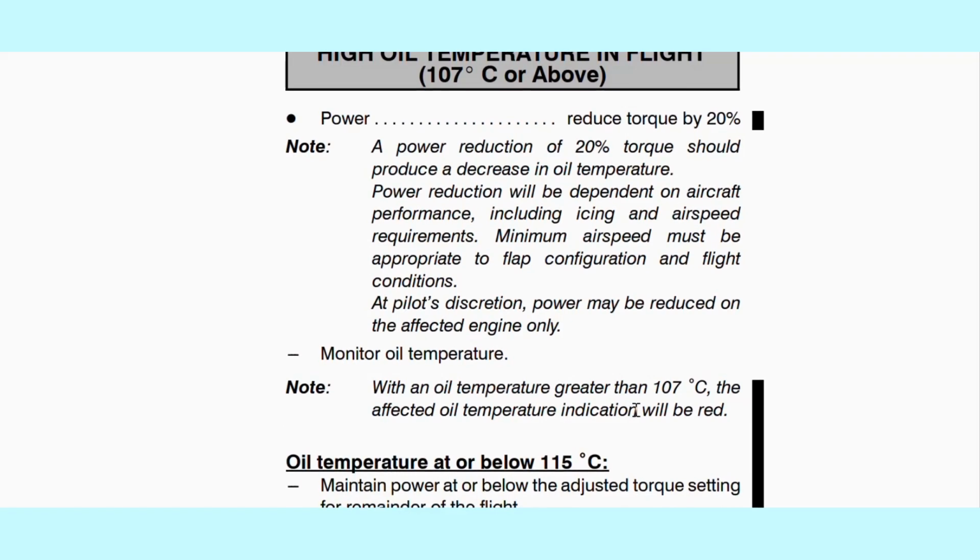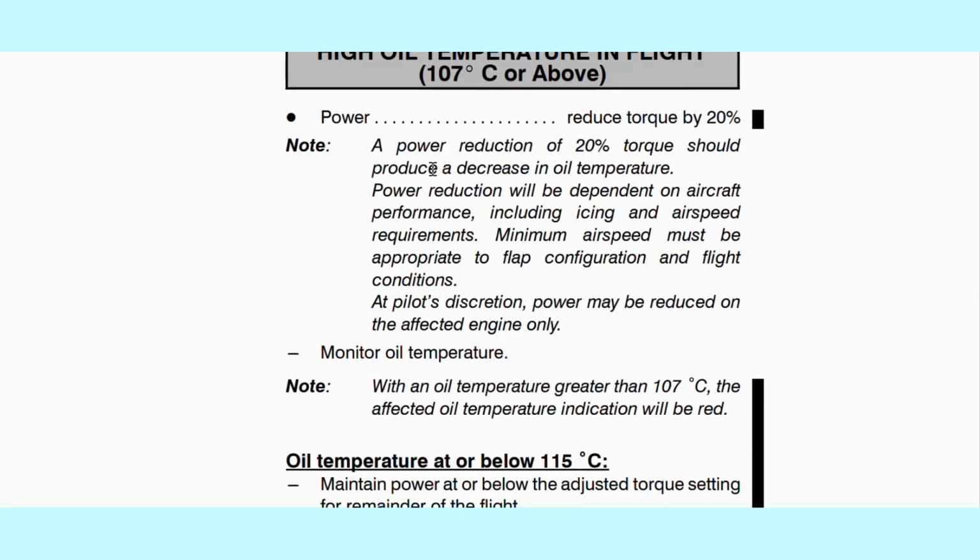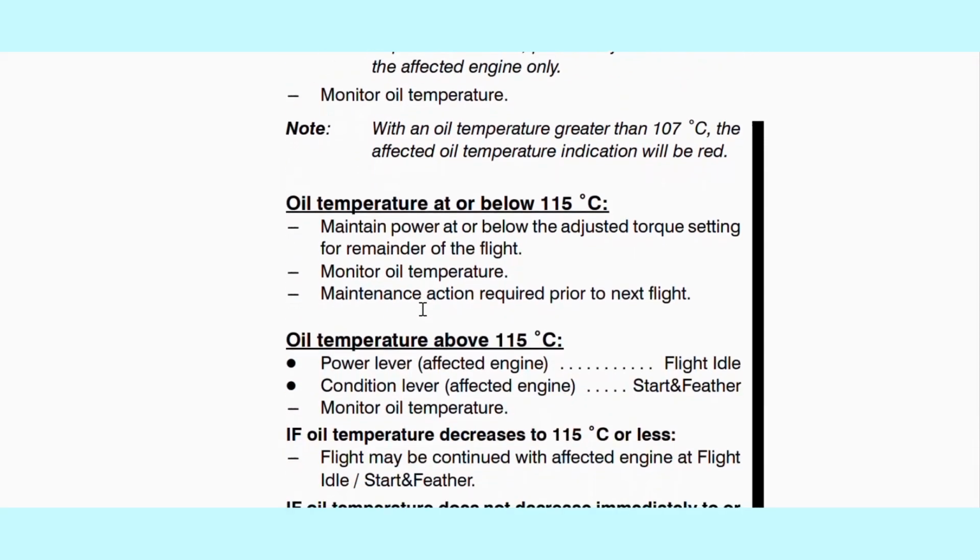So now, here we go. We've decreased the power by 20%. Now we've got to check whether the oil temperature is at or below 115 degrees centigrade. Yes or no? If it's a yes, maintain power at or below the adjusted torque setting for the remainder of the flight. Monitor oil temperature and the maintenance actions. Don't shut it down. Check this first of all. If it's yes, it's okay.